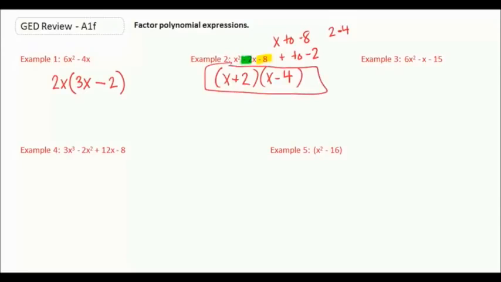The good thing about factoring is you could always go back and check to see if you did it correctly. If we now FOIL this, we should get back our original question. So x times x is x squared. X times -4 is -4x. 2 times x is 2x. And 2 times -4 is -8. So we get x squared minus 2x minus 8.